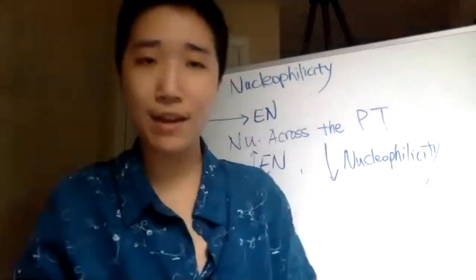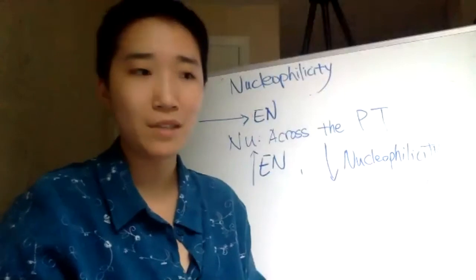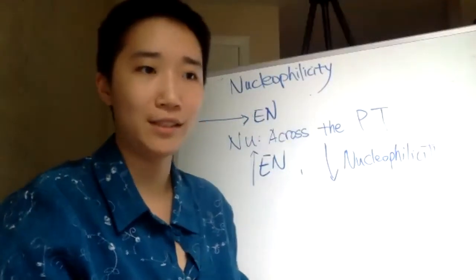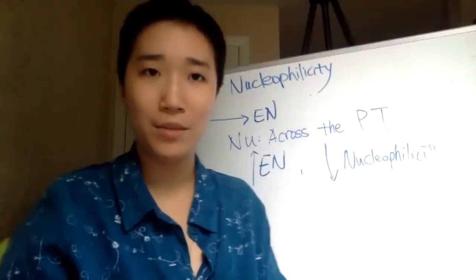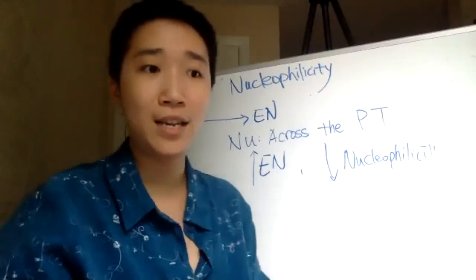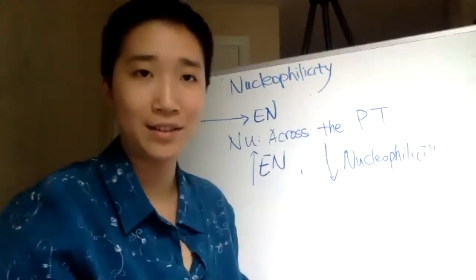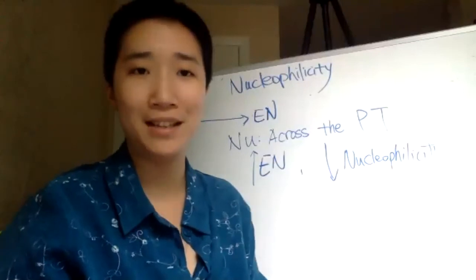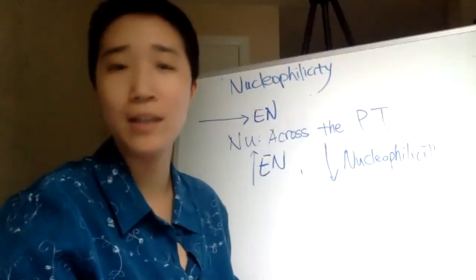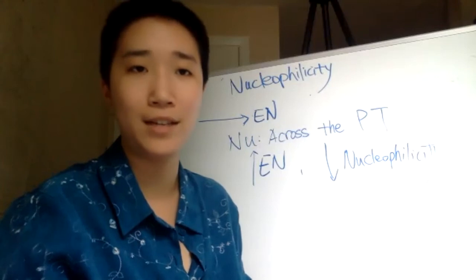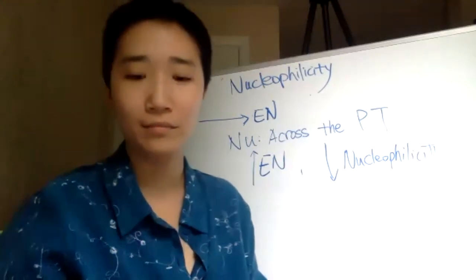For example, let's think about fluorine. Fluorine is a tiny little anion with a negative charge. And even though it has a negative charge, it is the most electronegative atom in the entire periodic table. Therefore, compared to I minus, it is a very terrible nucleophile.